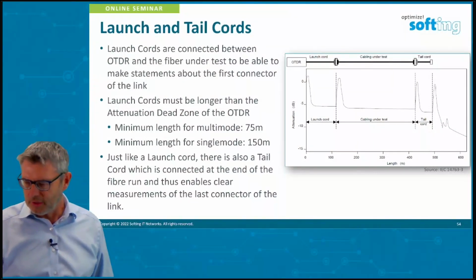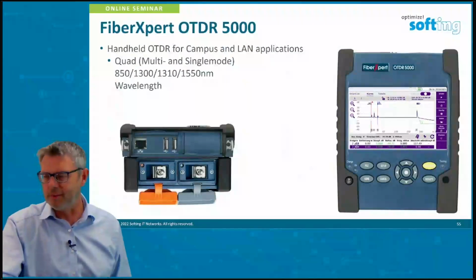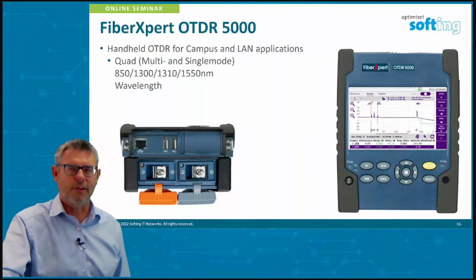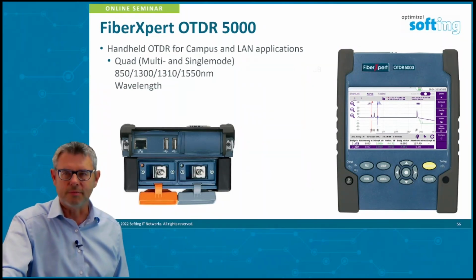So what does the instrument look like, doing all these very nice measurements? Here you get a picture of the OTDR 5000 Fibre Expert, as we call it. It's a quad instrument, so it works for multimode and single mode. It has the typical wavelengths to be used there: 850, 1300 nanometers, 1310 and 1550 nanometers.